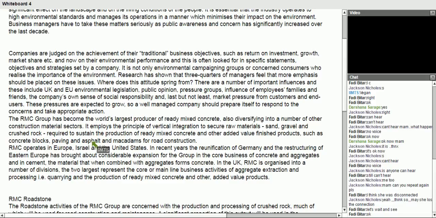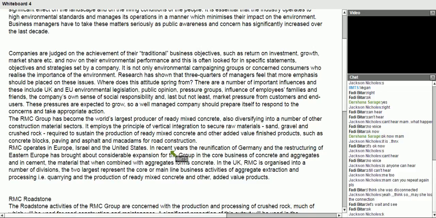RMC operates in Europe, Israel, and United States. In recent years, the reunification of Germany and restructuring of Eastern Europe has brought about considerable expansion for the group in the core business of concrete and aggregates and in cement, the material that when combined with aggregates forms concrete. In the UK, RMC is organized. So see, they actually manufacture this, but this case study is going to focus on how they preserve the environment, because when they manufacture concrete and all, a lot of dust is produced, right, and that harms the environment, degrades the quality of air, and causes air pollution. Okay, so how they control that is what this case study focuses on.